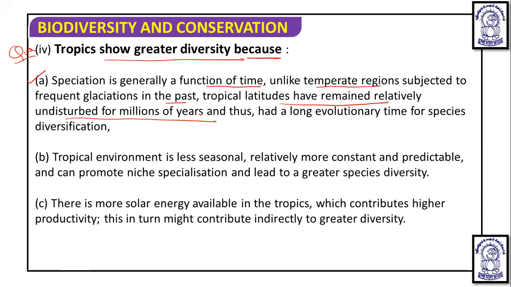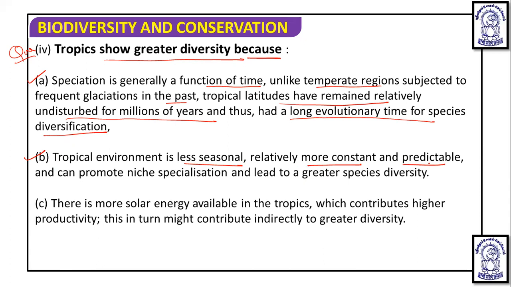Whereas tropical latitudes have a constant environment, so they remained undisturbed for millions of years, and thus a long evolutionary time for species diversification is observed in tropical organisms. So the tropical regions are more diverse. Another reason is that the tropical environment is less seasonal. Proper seasonal variation you will see in temperate regions, not in tropical regions, because tropical regions have a more constant and predictable environment.